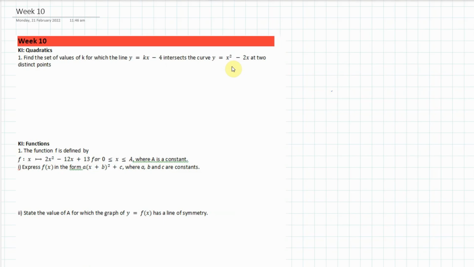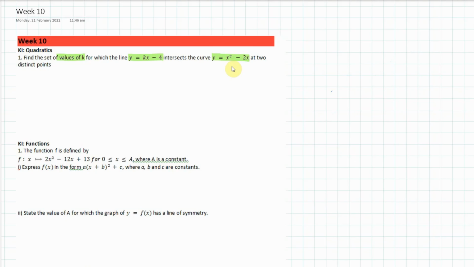We'll start off with a quadratics question. We've tried to find the set of values for k for which the line, where kx is our gradient, k is the gradient, intersects a curve y equals x squared minus 2x at two distinct points. In other words, you've got a situation that looks like this. We want to, and obviously we're going to need to use the discriminant to help us with this.